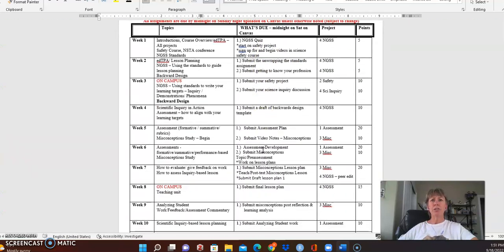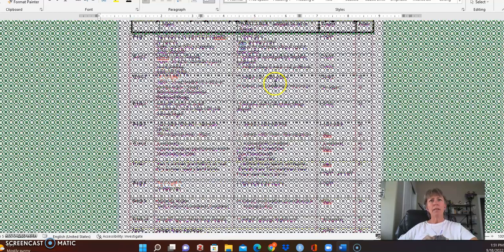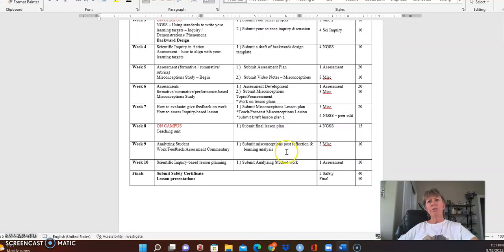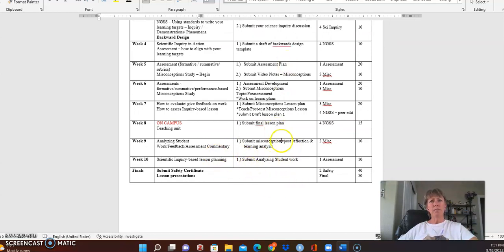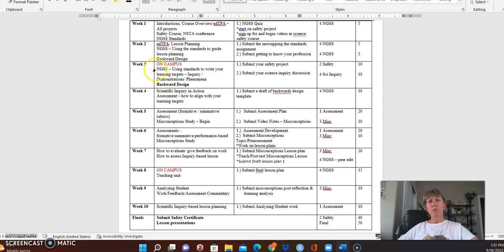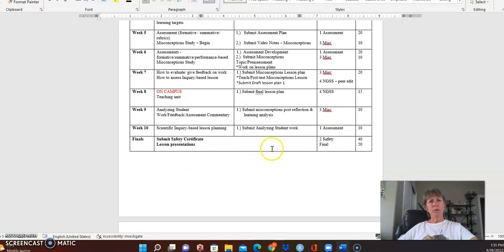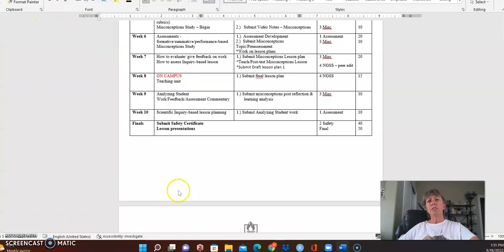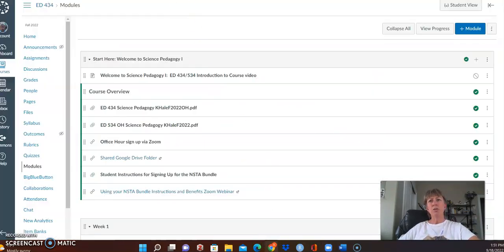Here's the schedule for what we will cover, the topics, the assignments, and how many points each of those are worth, so you can keep an idea of how we're moving through it. This also shows which weeks we meet on campus, and all of the other information about specific due dates and so forth is on Canvas. So that's an overview of the syllabus. I will now go back to Canvas so I can show you.